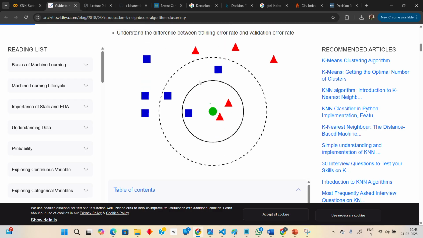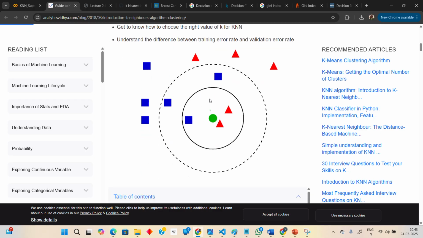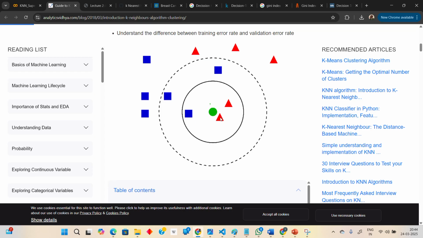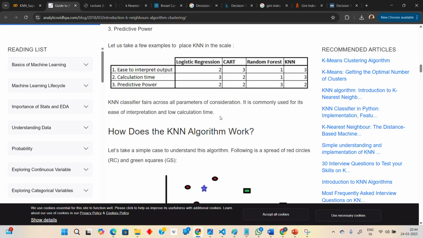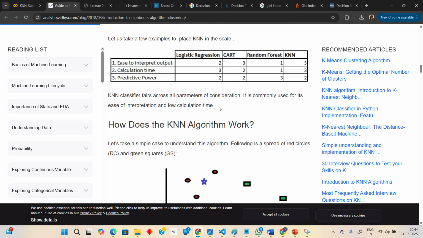First of all, it should calculate distances, then the k value. Inside the k value, these 3 are the nearest points to it. Out of these 3, again there is a division of the classes. Red points are 2, blue is 1, so it belongs to red. Got it? Here we can see the same way, KNN.